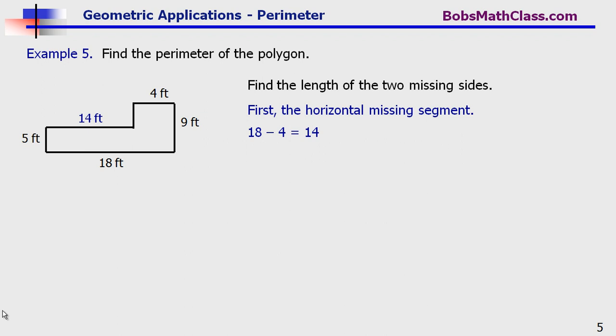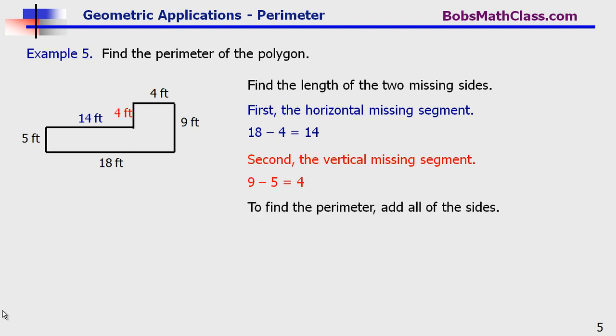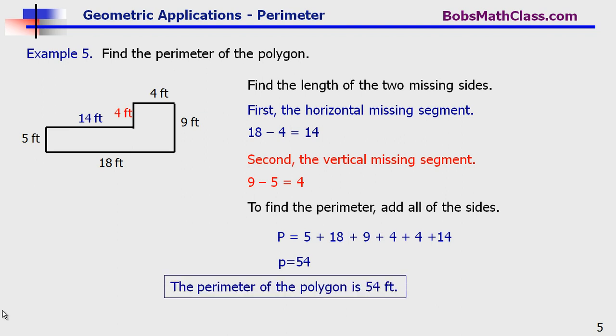Now the vertical segment, the largest one is 9, the small one is 5 here. These two vertical segments have to be equal to the outer vertical line segment. So it is 4. So that one's 4 feet. Now to find the perimeter, we could add all the sides. Doesn't matter what order you add them in. So take a minute and add all those numbers. And you should get 54 feet.